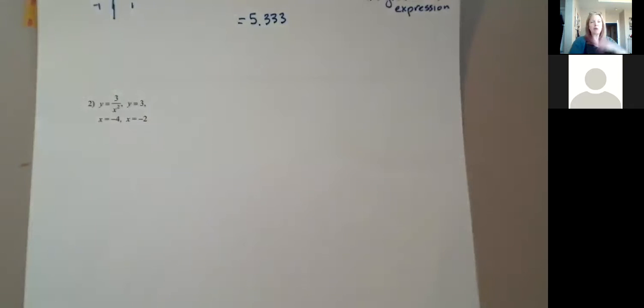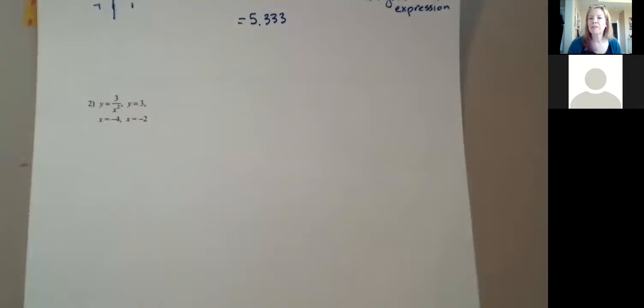Let's see if I can focus a little bit better. I have y equals 3 over x squared, y equals 3, those are my 2 functions. And then I have boundary values of -4 and -2. So I want to give you a chance to see, can you sketch that out? Can you figure out what that's going to look like? Can you determine what your boundaries of integration are? I want to give you a couple minutes to poke at that one a little bit.